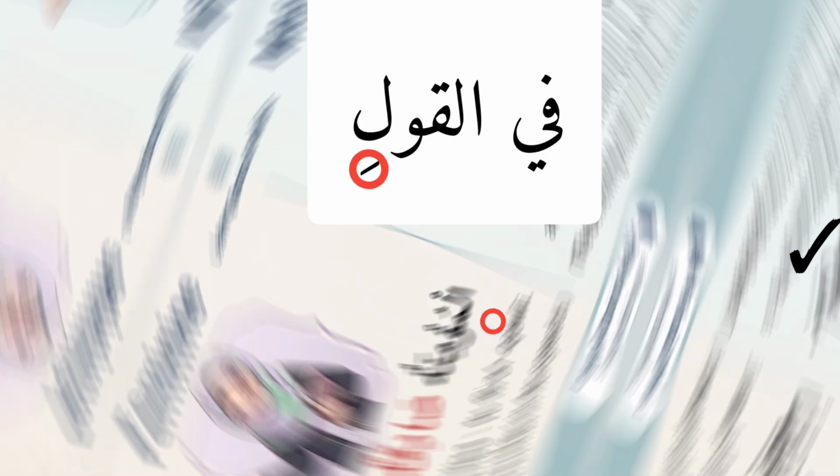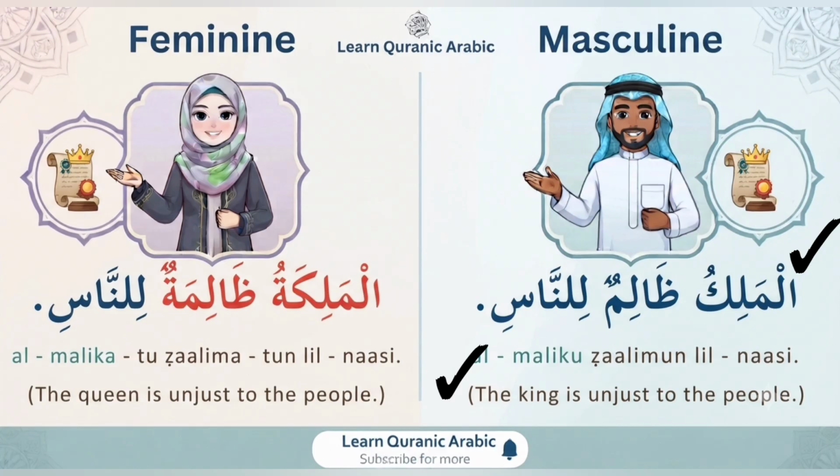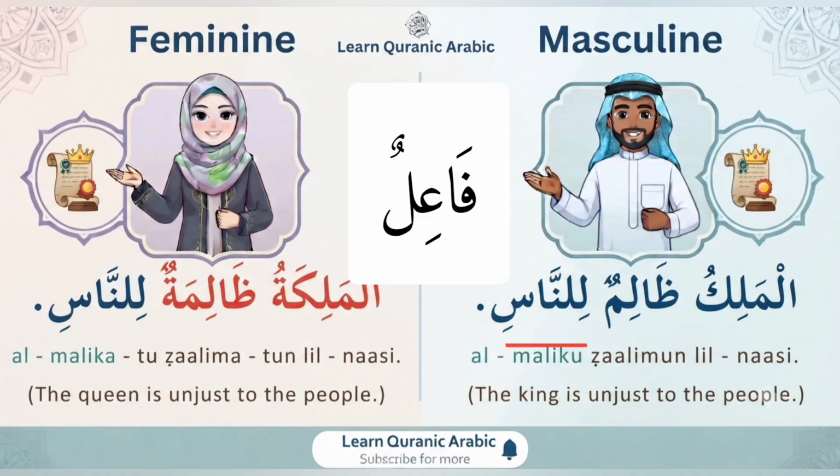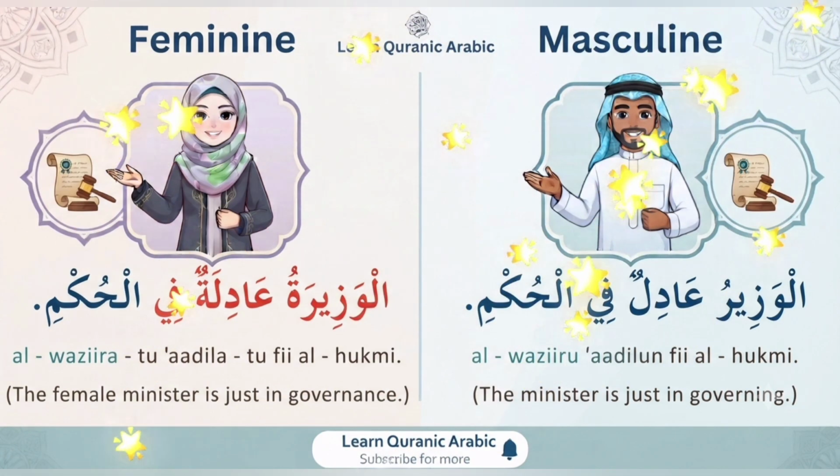الملك ظالم للناس. The king is unjust to the people. الملكة ظالمة للناس. The queen is unjust to the people. ظالم is present participle made on the pattern فاعل. للناس is a prepositional phrase therefore taking a short vowel under ending letter.